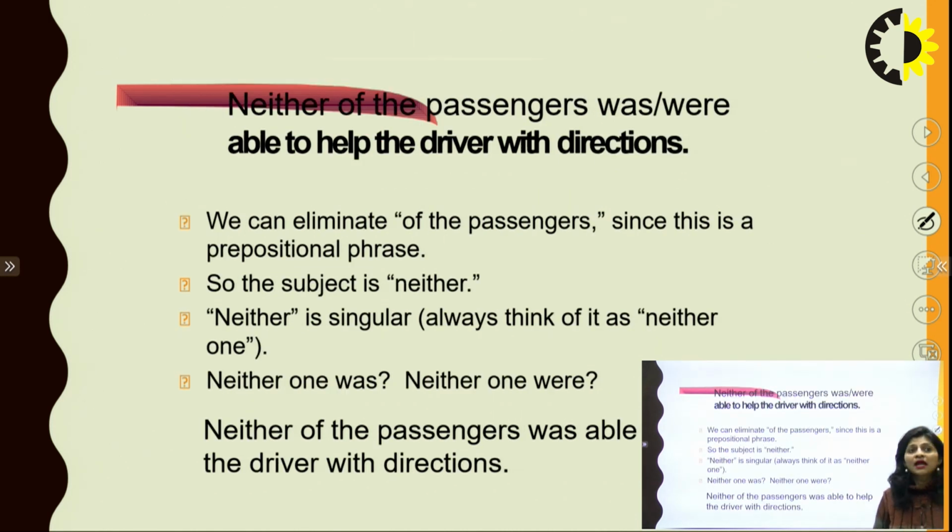Now, neither of the passengers was or were able to help the driver with directions. So we can eliminate "of the passengers," since this is a prepositional phrase. So the subject is "neither," okay? Neither is singular. Always think of it as "neither one," okay? Neither is always treated as a singular subject. So neither of the passengers was able to help the driver with directions.